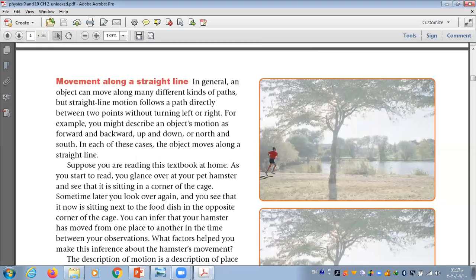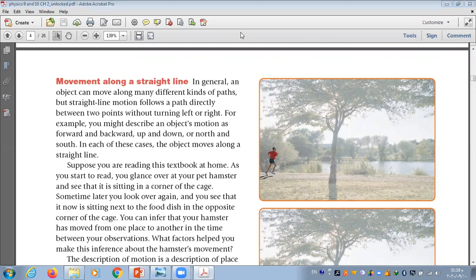Here you can see the girl. How can you tell that she is running or is in motion? Who can answer this question? How can you tell she is moving? Somebody?